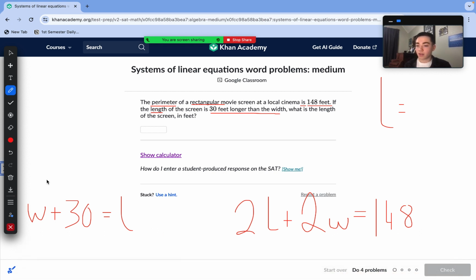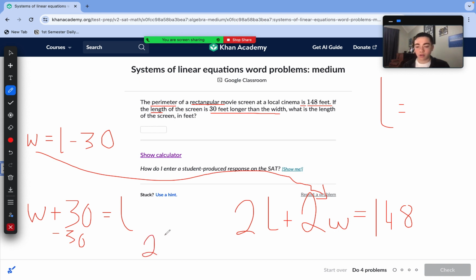We can manipulate this equation to the left and easily isolate the W variable by just subtracting each side by 30. This turns that left equation into W equals L minus 30. And then we can substitute in our W into its place in that second equation. So that second equation turns into 2L plus 2 parentheses L minus 30 equals 148.